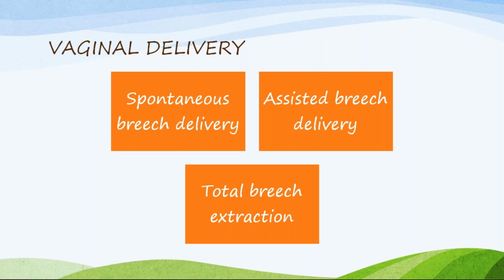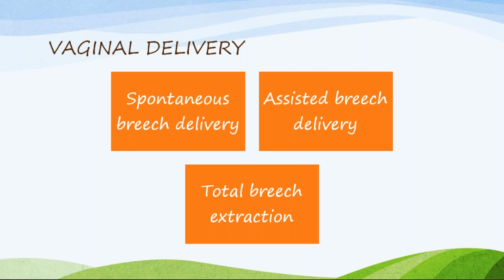So, vaginal delivery. In spontaneous delivery, we allow the delivery to happen on its own, and no manipulation is required. That is very rare, only 10%. The majority of the cases we do are assisted delivery. Whenever necessary, we intervene; otherwise, no need to. Then total breech extraction: here the whole breech will be extracted.